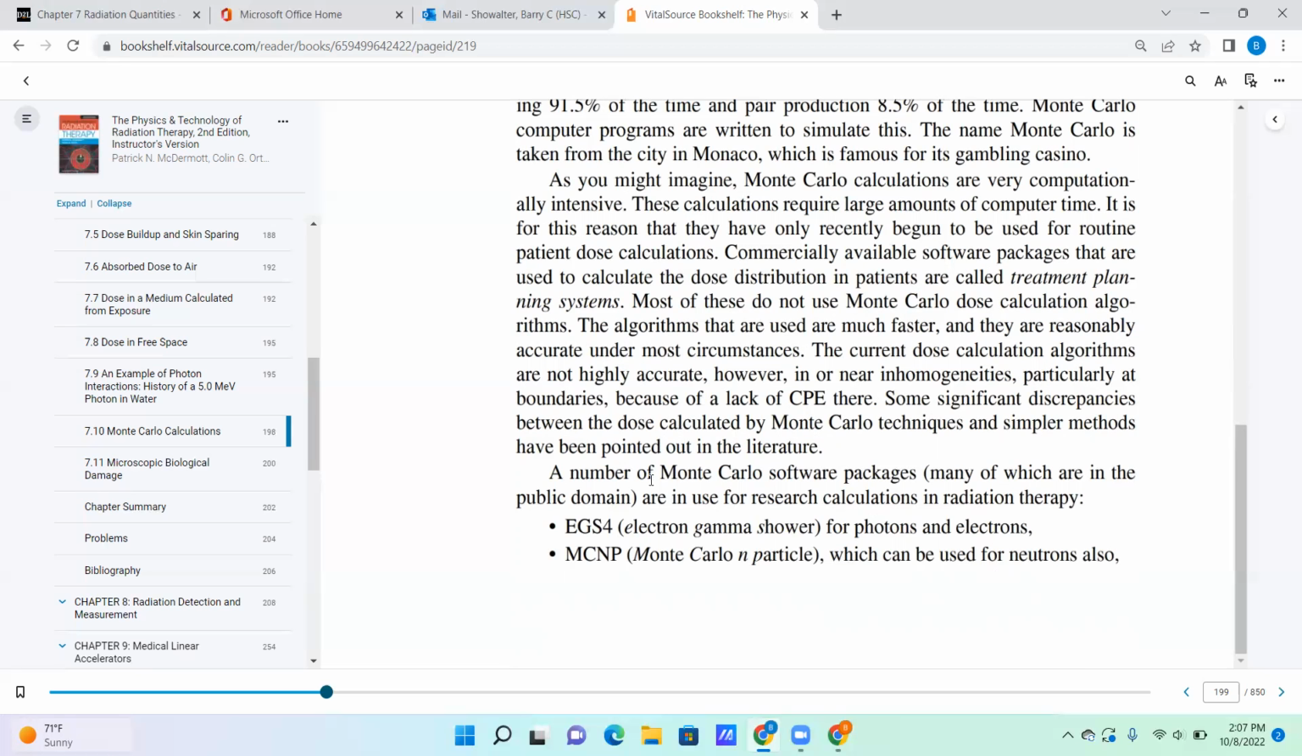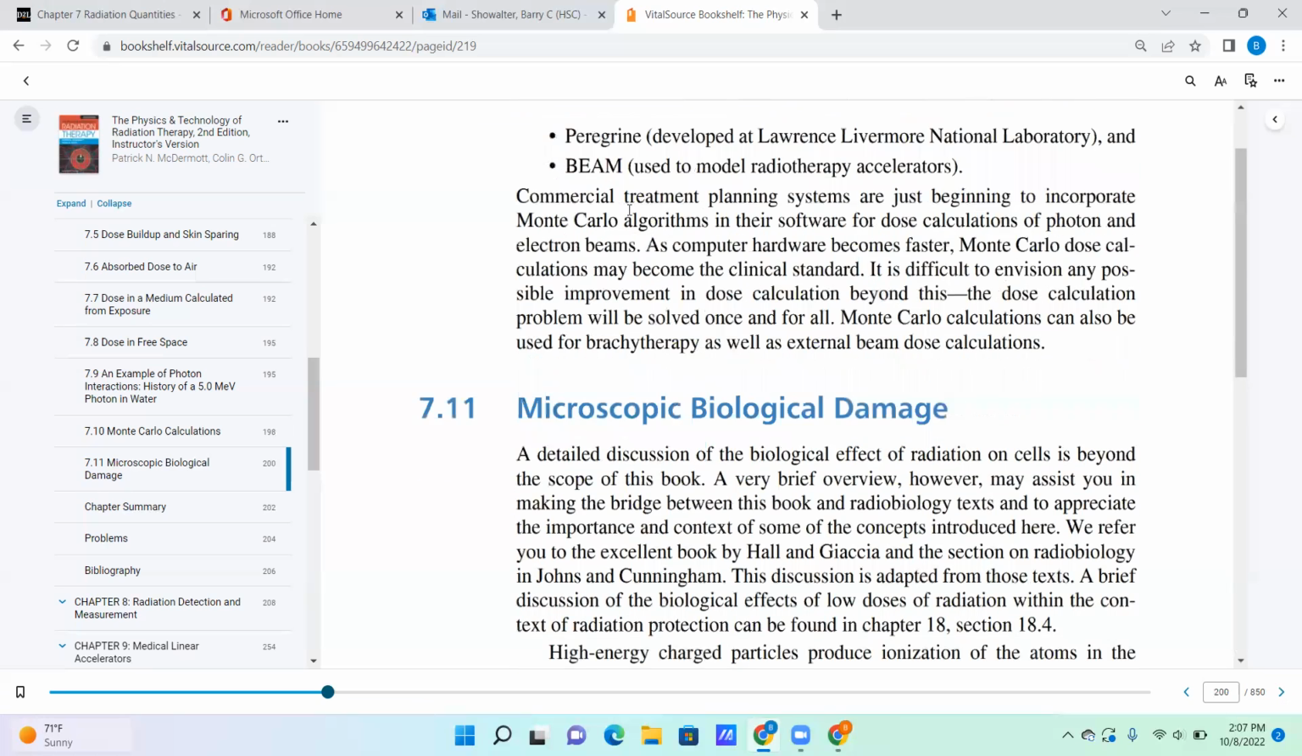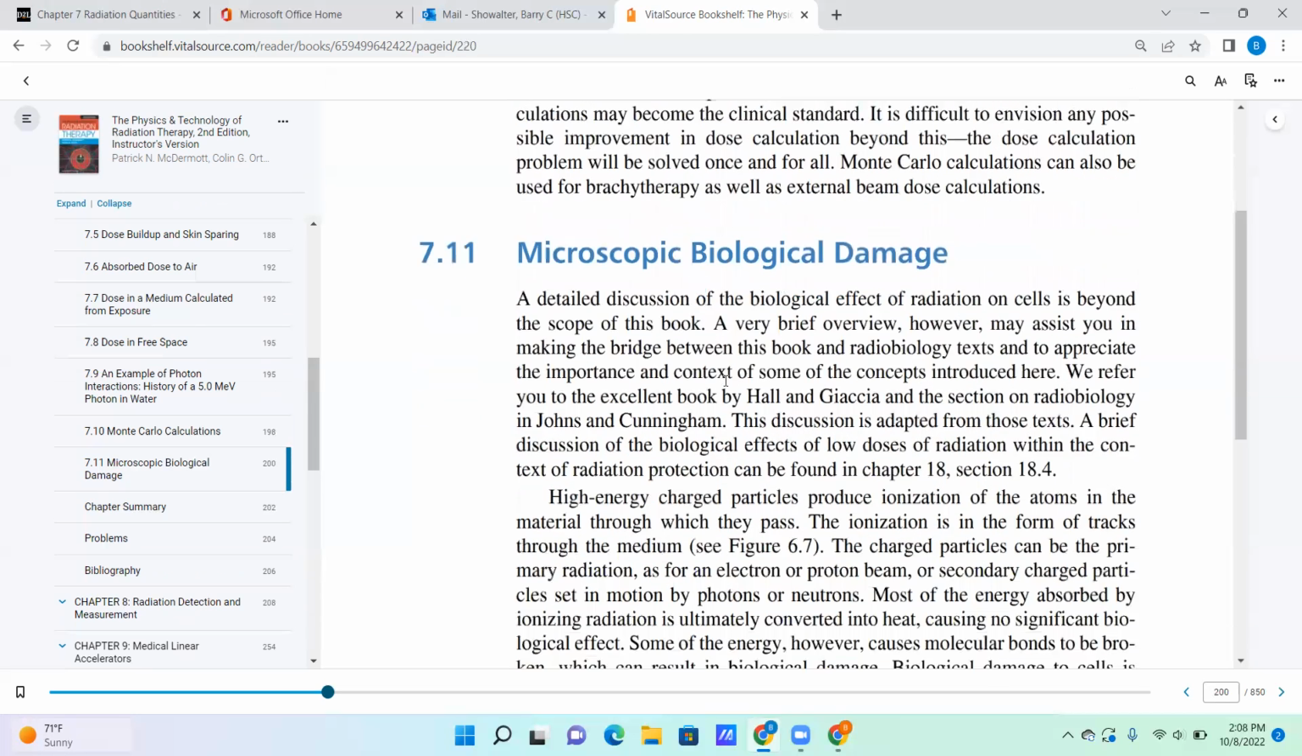There are a number of Monte Carlo software packages used in research calculations and radiation therapy. You can see them listed there. Commercial treatment planning systems are just beginning to incorporate these algorithms in their software. As computer hardware becomes faster, Monte Carlo dose calculations may become the clinical standard. So we'll see how that develops.